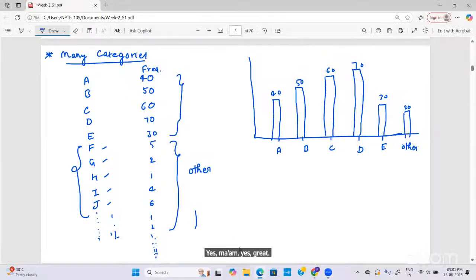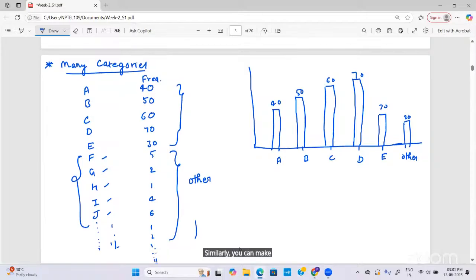Okay, so whenever you have too many categories, you can make the bar chart like this. Similarly, you can make a pie chart as well. You will take the summation and then you can find the proportion in the entire data.